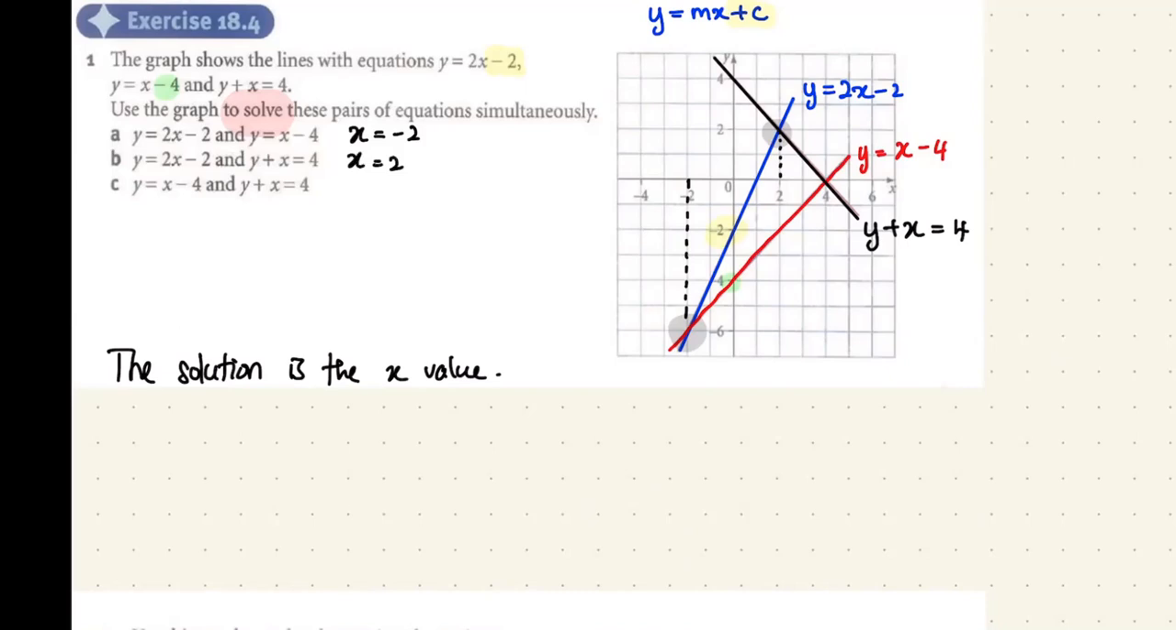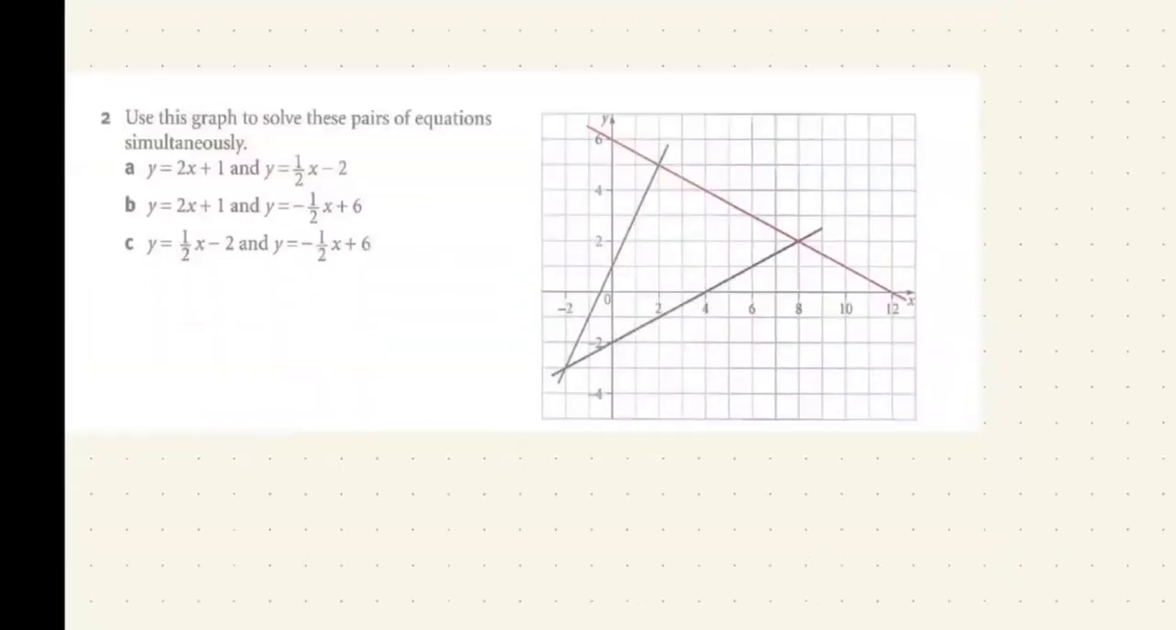Last one, y = x - 4 and y + x = 4. This one and this one, the intersection will be here. And just highlight it. You don't need to draw dotted lines because it's on top of the point itself, like x = 4. So for number 1 and number 2 it is the same thing.